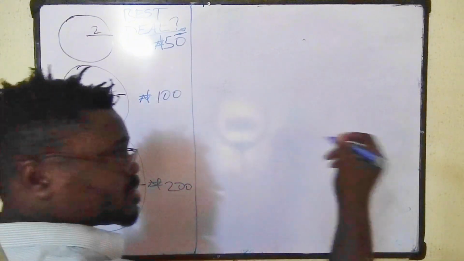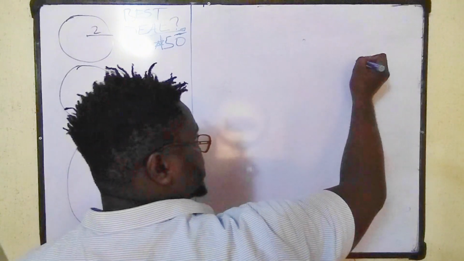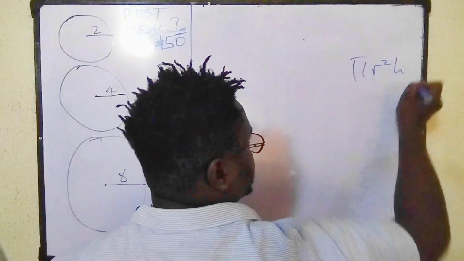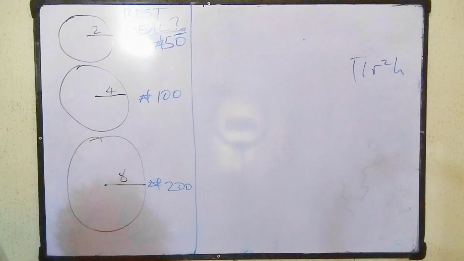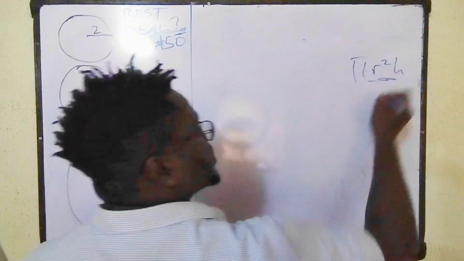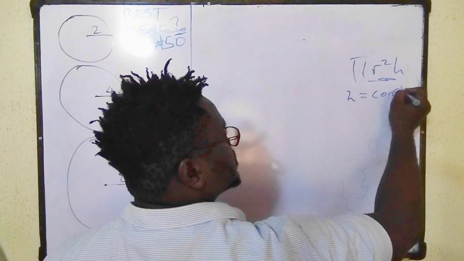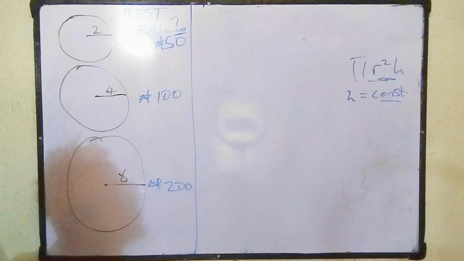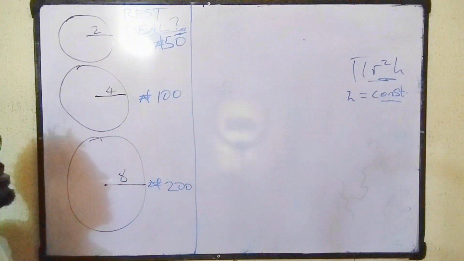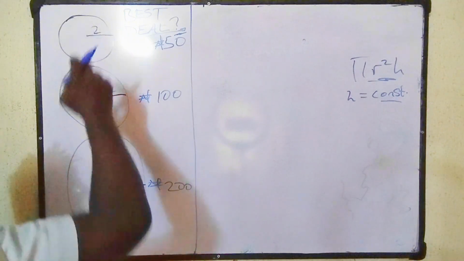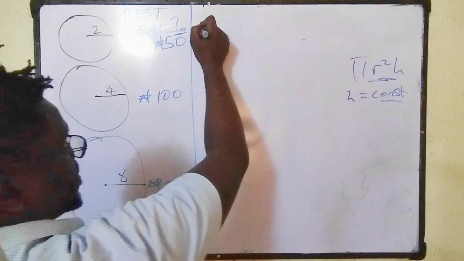Volume is what you should focus on, and a pizza is a cylinder. So the volume of a pizza is πr²h, assuming that h is constant. Now we're looking for the best deal, the best value for our money.